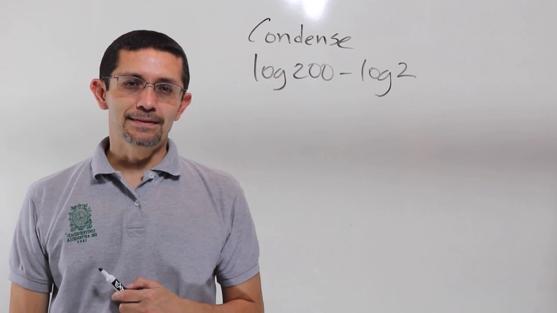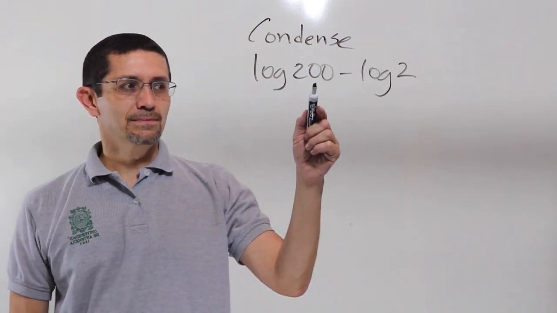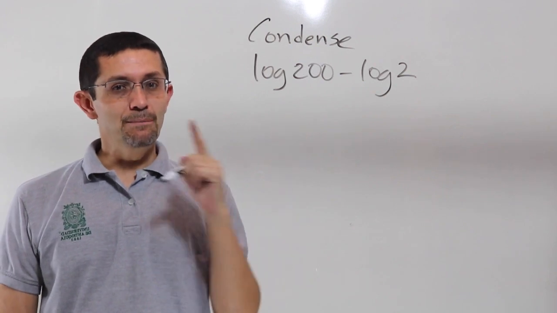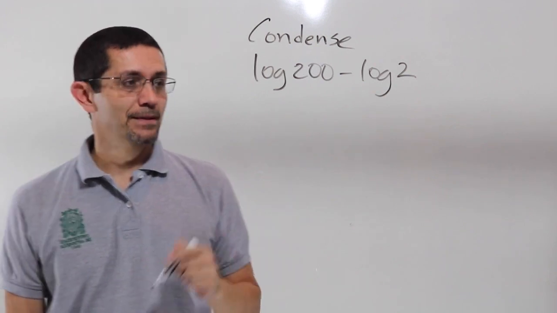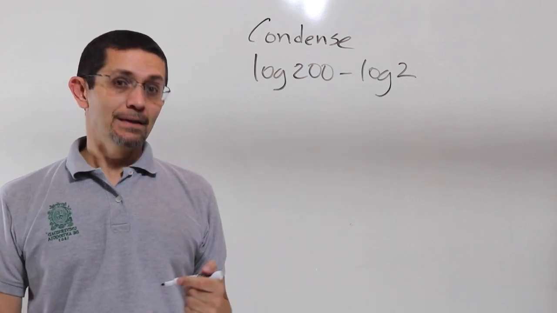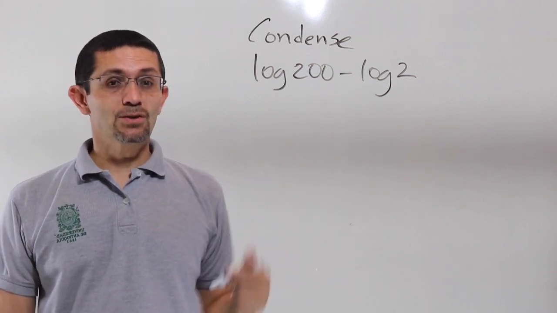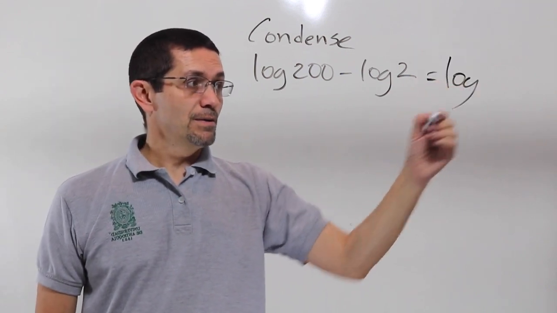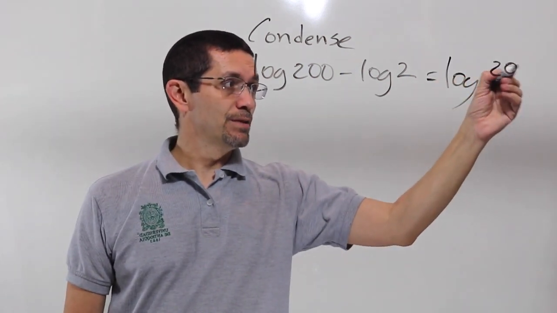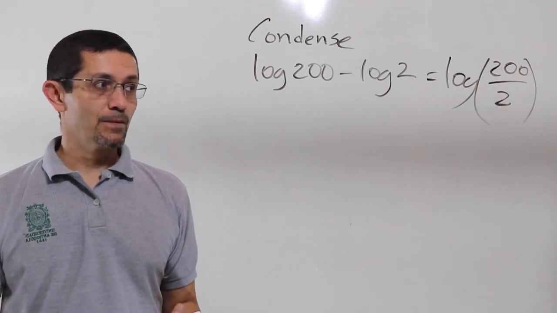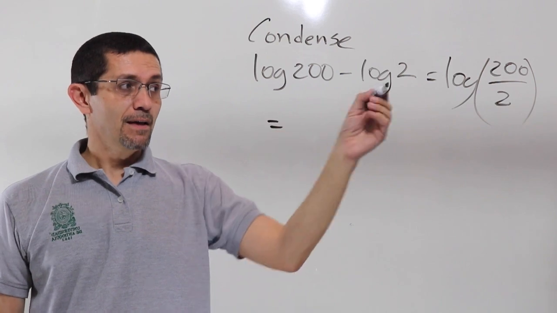What about I have something like this? Log of 200 minus log of 2. There's no base. That means we have base 10. Keep that in mind. So first of all, I have a difference, a subtraction, therefore that's a quotient or a division of log of 200 over 2. Okay, because I'm able to simplify that, I'll simplify that.